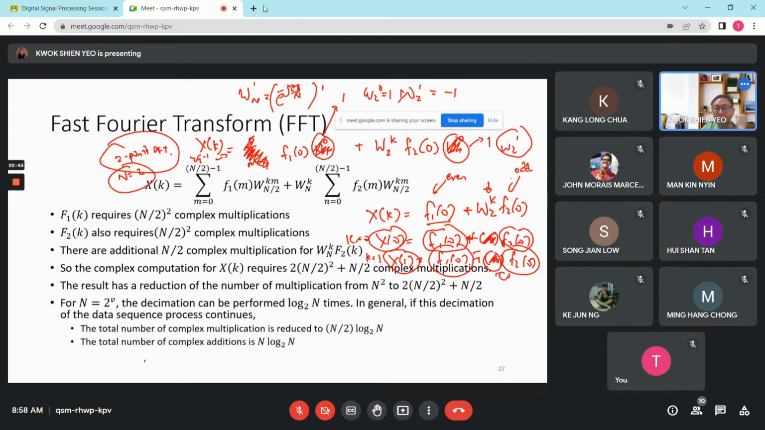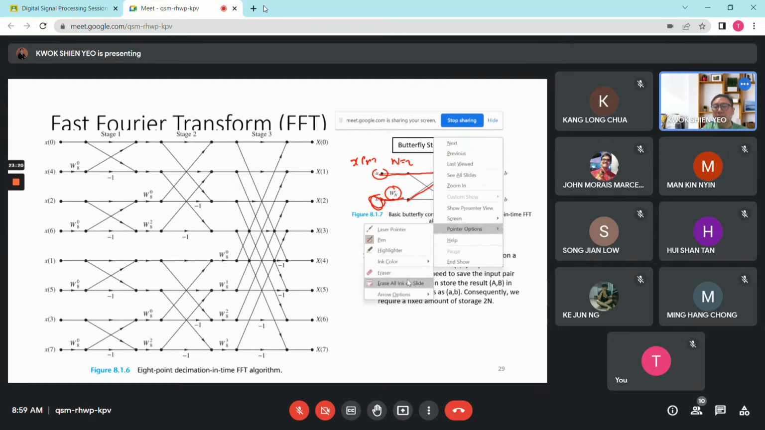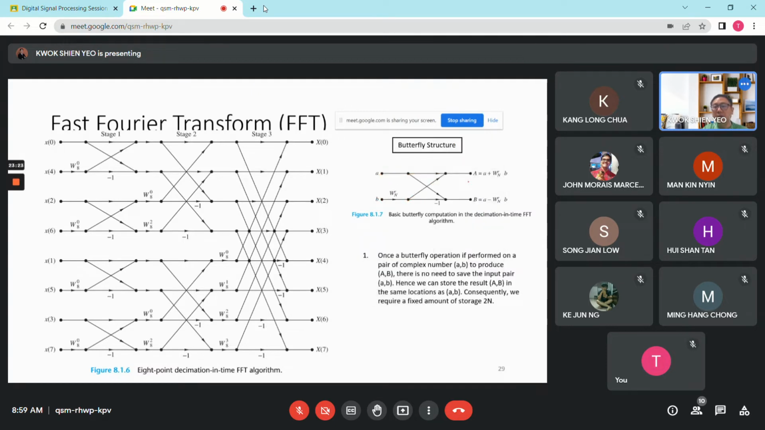So if you translate this into butterfly, you can get the structure like this. This one goes straight, and then the second one, this is like f1(m), and this is like f2(m). So this one has to multiply W, then add together, you got this. So one is positive, the other one is negative. So this is the basic structure for N equals to 2.